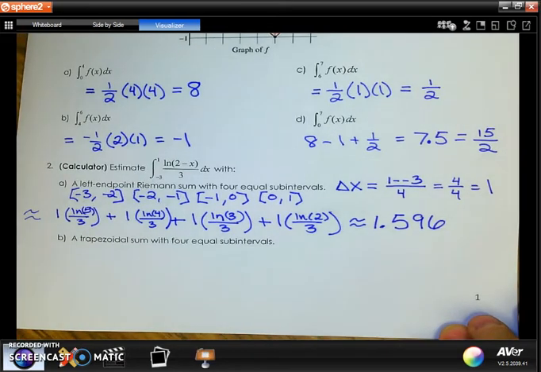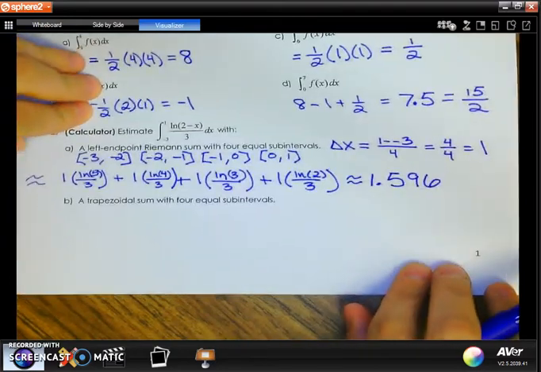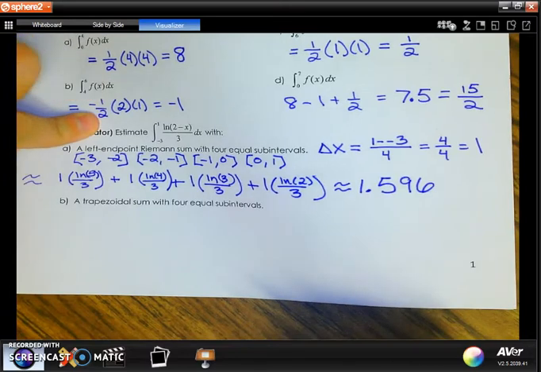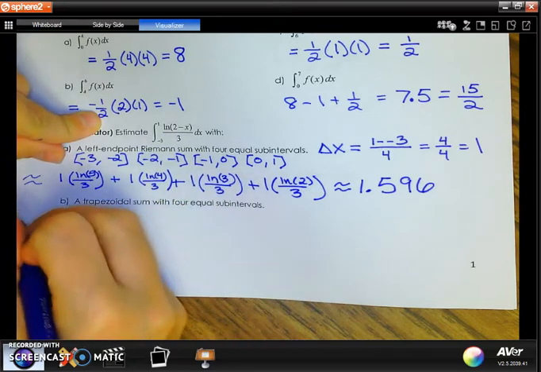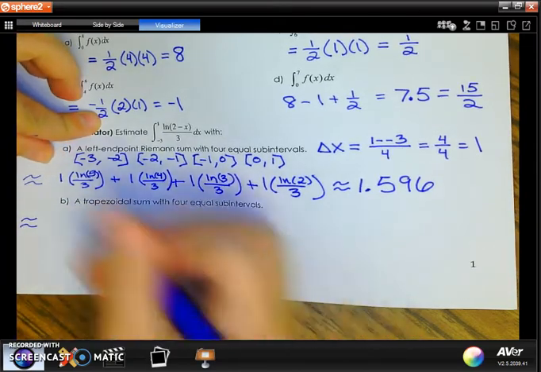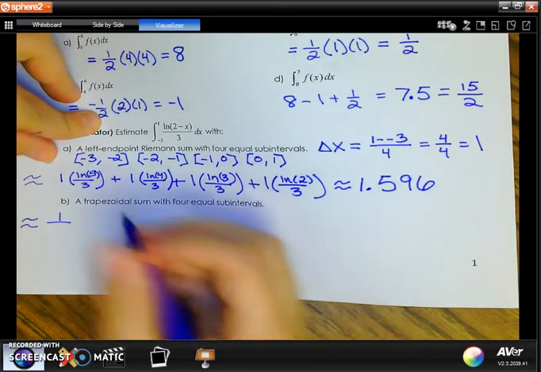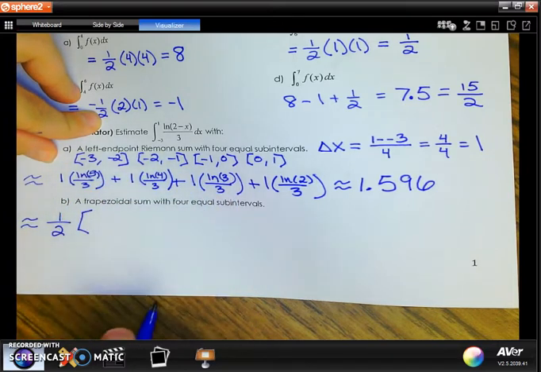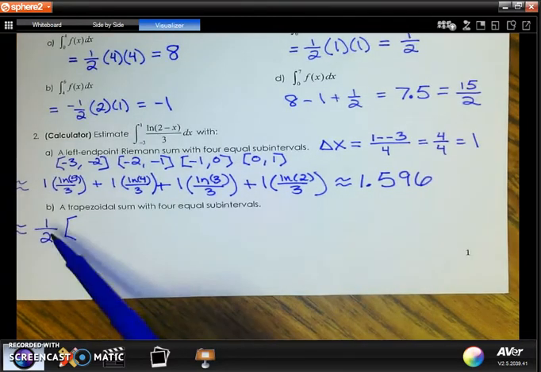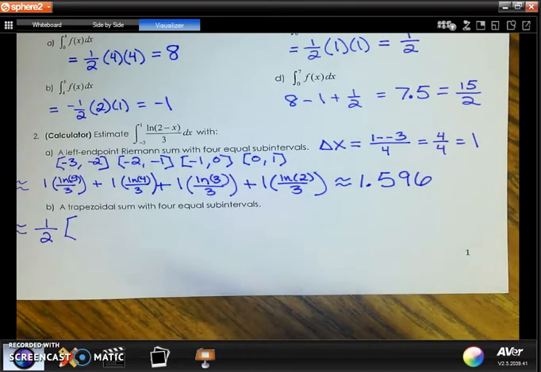Okay, for the trapezoidal sum, remember there's a slightly different formula there. Yes, you need to know that formula. It is not given to you, so you'll just need to know it. And for this one, we're going to say that this integral is approximately, okay? The trapezoidal formula says it's 1 over, so that'll be a half there, because that formula is delta x over 2, and in this case my delta x happened to be a 1, so I have a 1/2 out front.